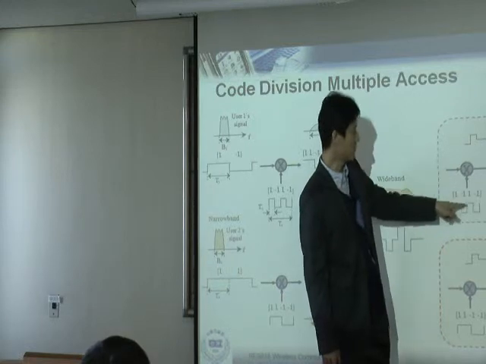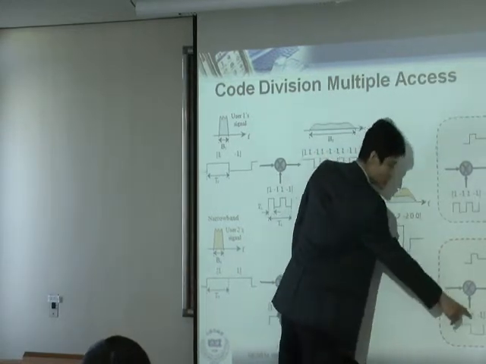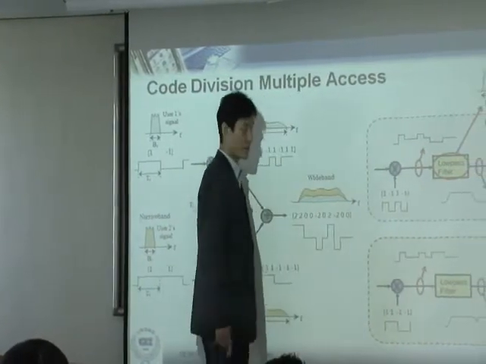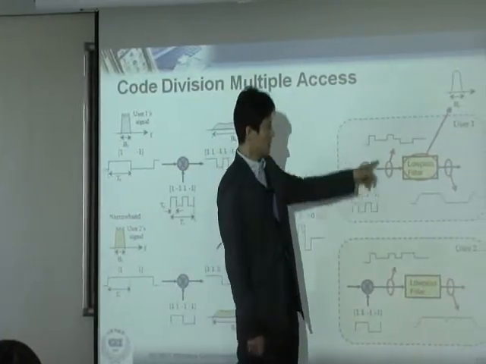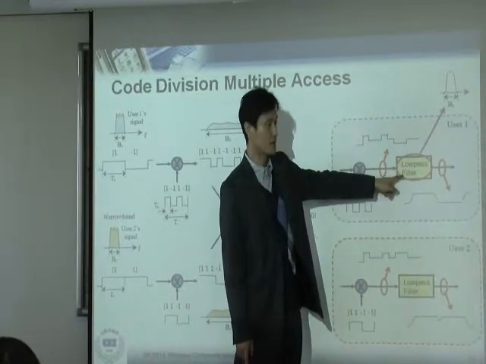Okay? If you multiply user 1's code into here, you receive this one. When you multiply user 2's code here, then this is what you get. Okay? From this one, now you have to go through the low pass filter.